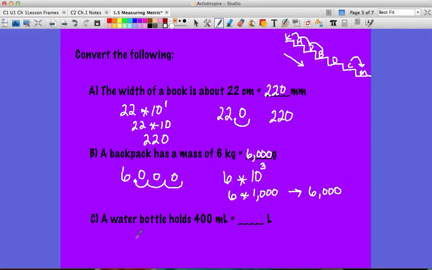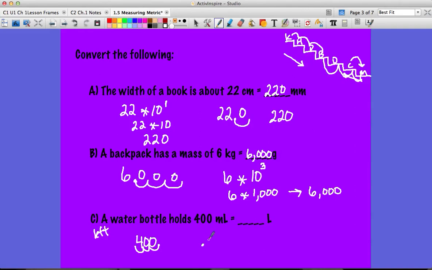So a water bottle holds 400 milliliters. I want to know how many liters that is. This time I'm going up from milliliters to liters, so I'm going from milli to base, and I'm going up, so my decimal has to move left. And it might be helpful to write that down when you're working, so that way you're remembering which way to move the decimal each time. And it has to move 1, 2, 3 places to the left. So it starts here and it moves 1, 2, 3 places to the left.